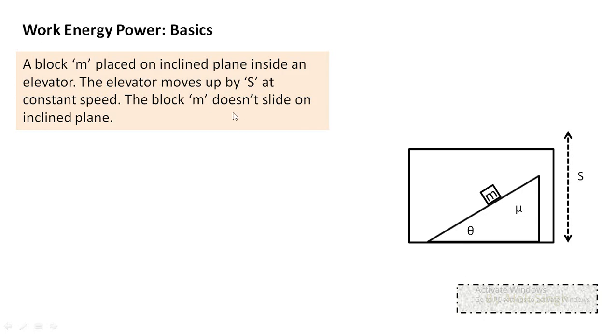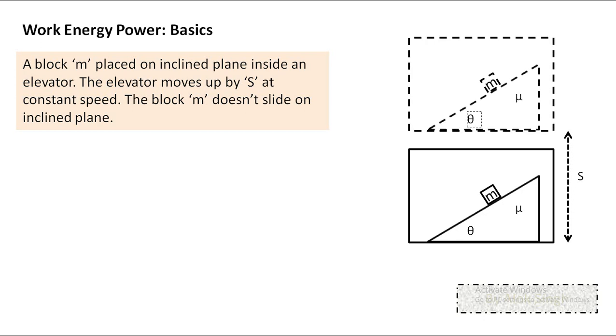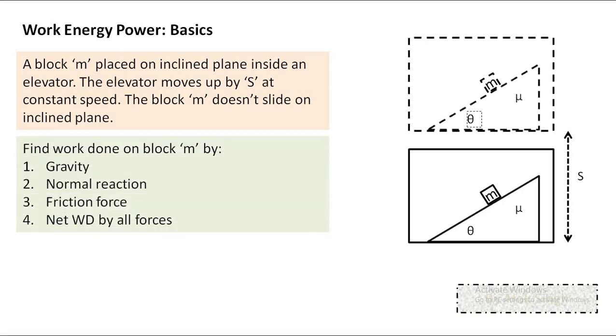So what does this phrase, does not slide on the inclined plane, mean? Its position with respect to the inclined plane is not changing. It means whatever displacement the inclined plane has, the same displacement M also has. So if the inclined plane has a vertically upward displacement of S, block M also will have a vertically upward displacement of S. We need to find the work done on block M by the different forces acting on the block. We will find the work done by each of the forces. What are the forces acting on the block? Gravity, normal reaction, and friction force. And we will finally also find the net work done by all forces.